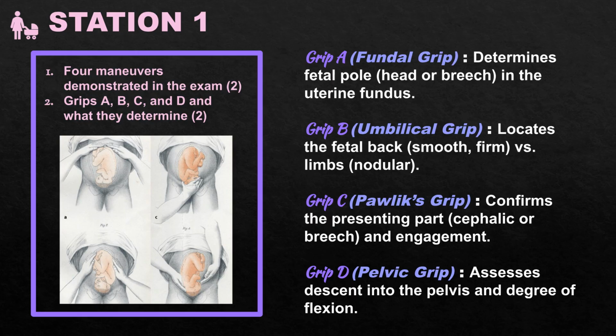Grip D is known as the pelvic grip. In this maneuver, the examiner faces the patient's feet and palpates the lower uterus from both sides. This assesses descent of the presenting part and degree of head flexion. A well-flexed head usually indicates normal progression for vaginal delivery.